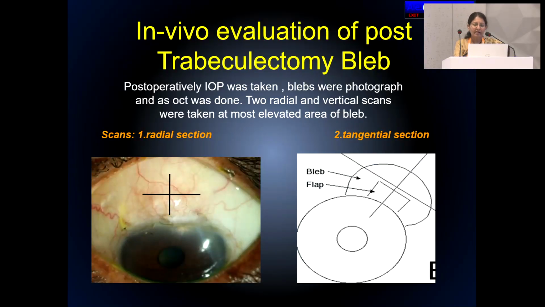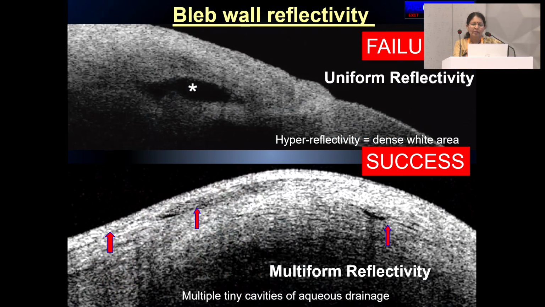So what we did postoperatively, we took the 2 sections, radial sections and tangential sections, at the most elevated area of the bleb away from the limbus. The bleb wall reflectivity was identified. Uniform reflectivity is shown here.